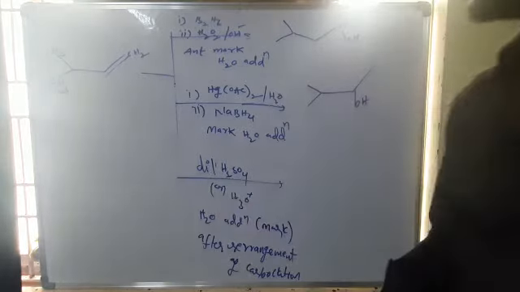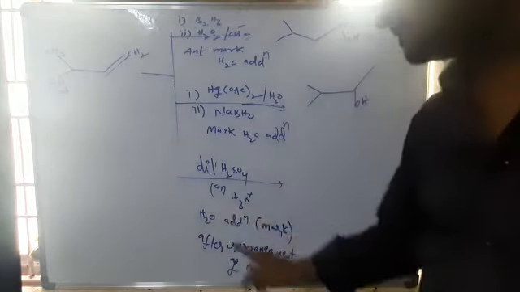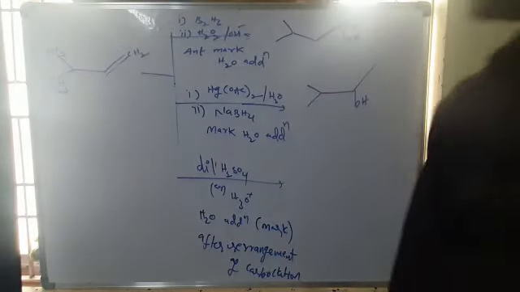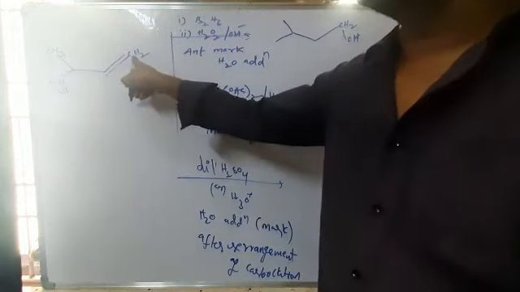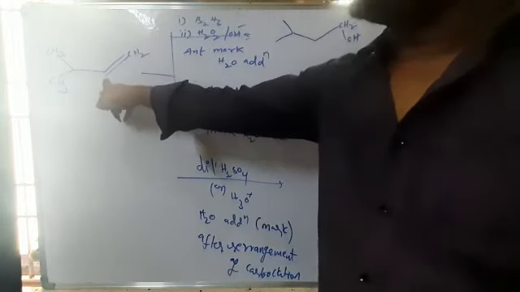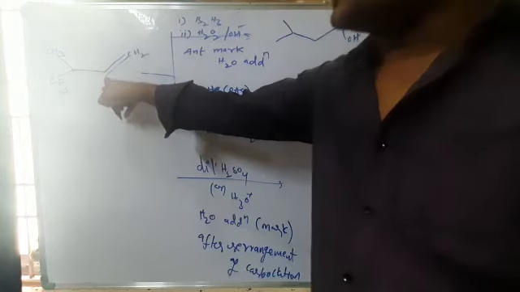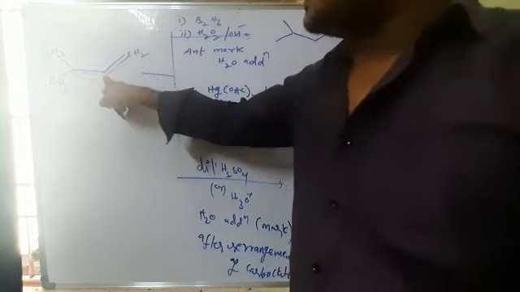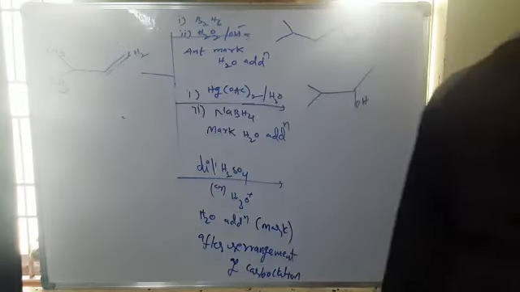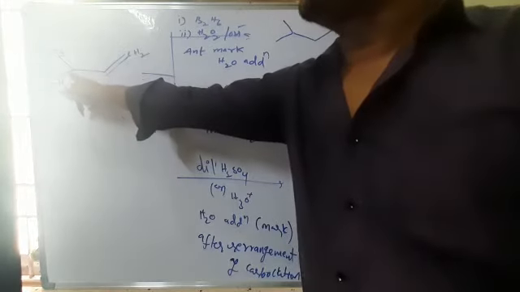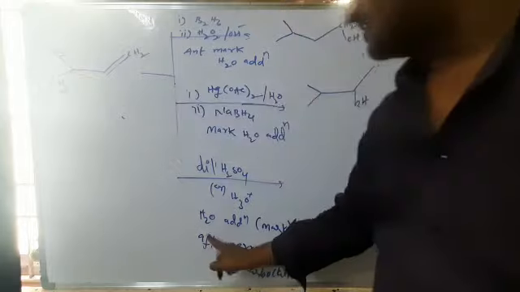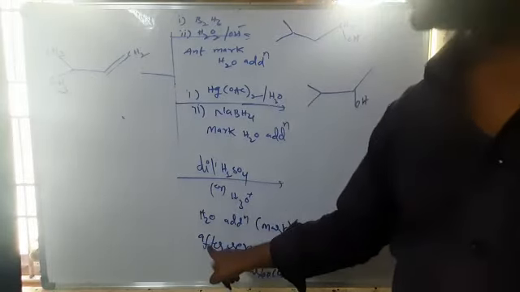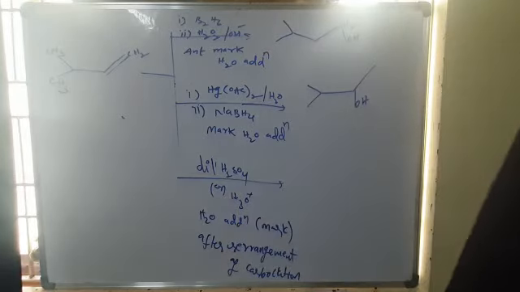And dilute H2SO4 means here also water addition according to Markovnikov's rule, but here rearrangements are possible. Rearrangements mean first H plus attacks here. Here positive charge will appear. This positive charge is a secondary carbocation. Now the positive charge migrates here. That is called rearrangement. Secondary carbocation to tertiary carbocation. So here positive charge appears. Then OH will attack here. So in this case, rearrangement of the carbocation occurs and water addition is according to Markovnikov's rule.